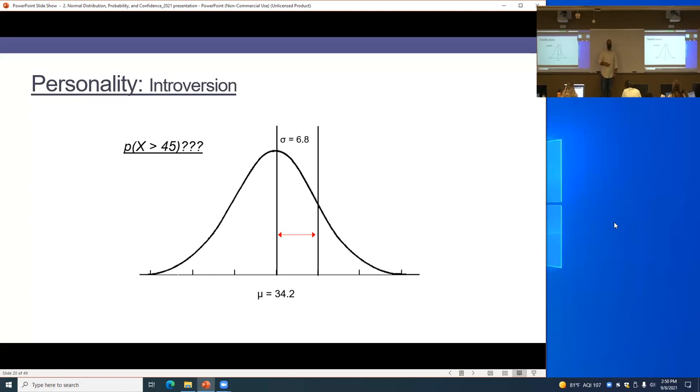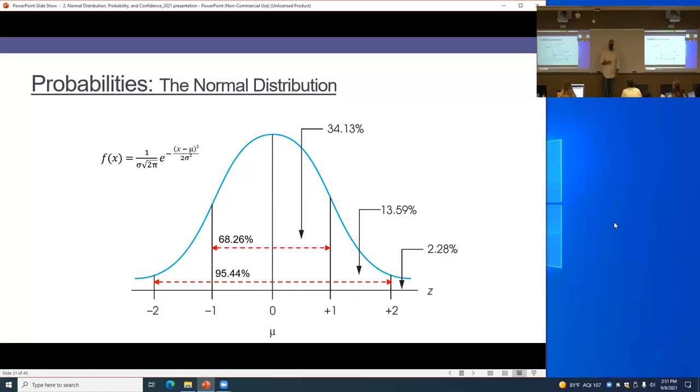It's a true continuous variable. There's an infinite number of values that could be above 45, right? So how do we go through and find exactly that specific probability when I can't count boxes? Right? Luckily, someone has already gone through and done this, right? We know that certain points of the area underneath the curve correspond to certain probabilities, so we don't have to go through with our normal curve and derive this stuff, okay?